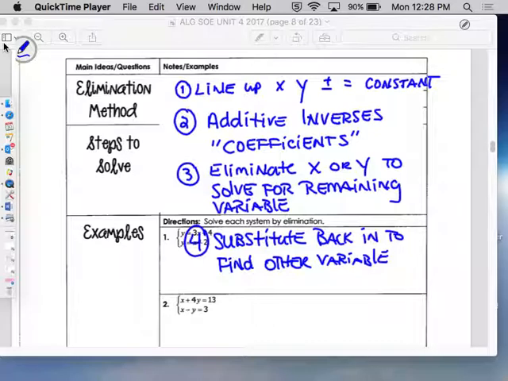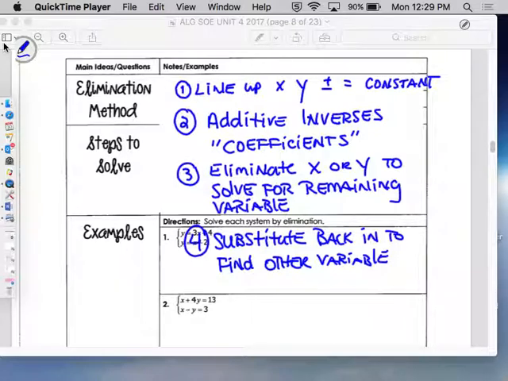And then when you get a variable value from step 3, you'll take that value back to either original equation, you'll place that number in, and that will enable you to solve for the other variable. It sounds like a lot of steps, but once you understand it and internalize it, it's actually pretty easy.